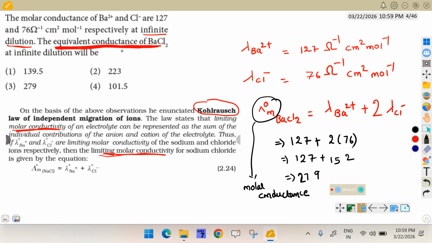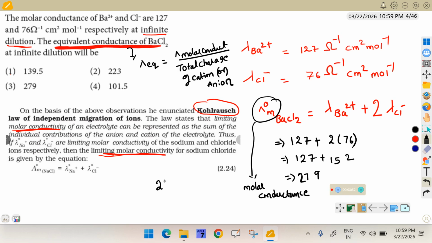But the question is to calculate equivalent conductance. Equivalent conductance is equal to molar conductance divided by the total charge of the cation or anion. So 279 divided by 2, then you will get 139.5. So the correct option is the first option.